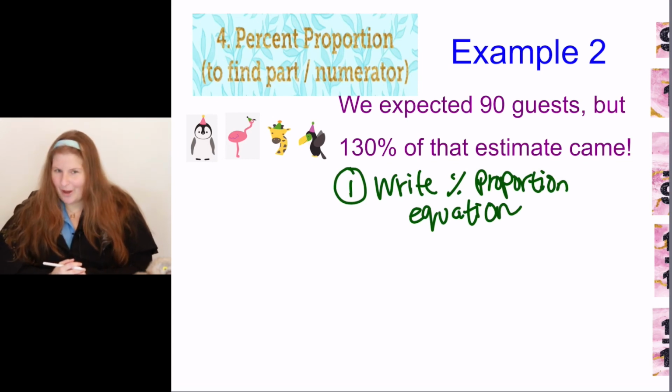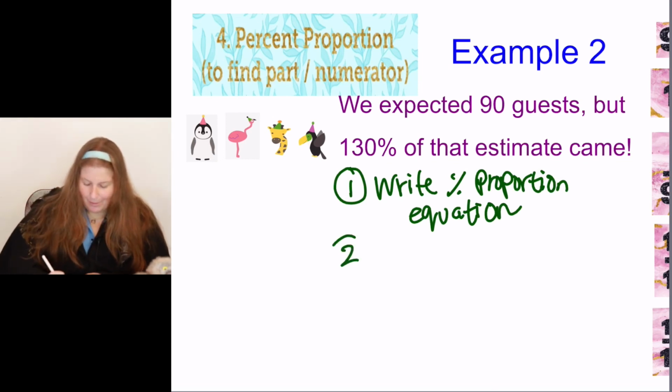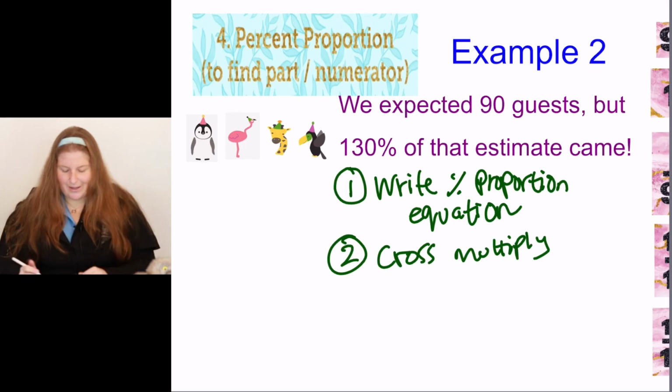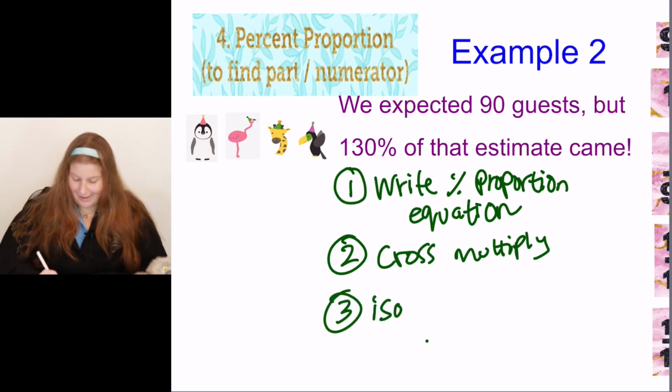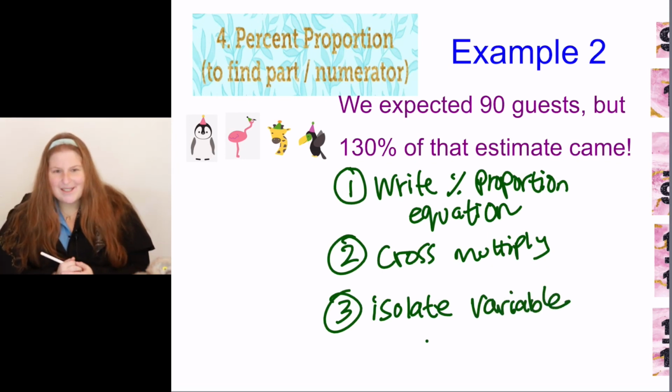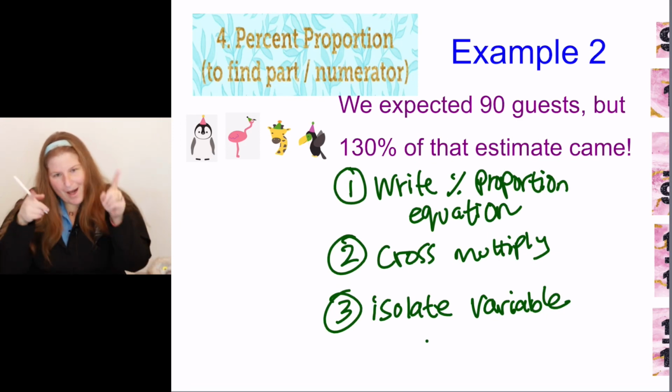So how many out of 100 would that be? The second part is you're always going to cross multiply to set those things equal. Last but not least, you're going to isolate the variable. Do your best and give it a try. Pause the video and come back when you're ready to check your answer.